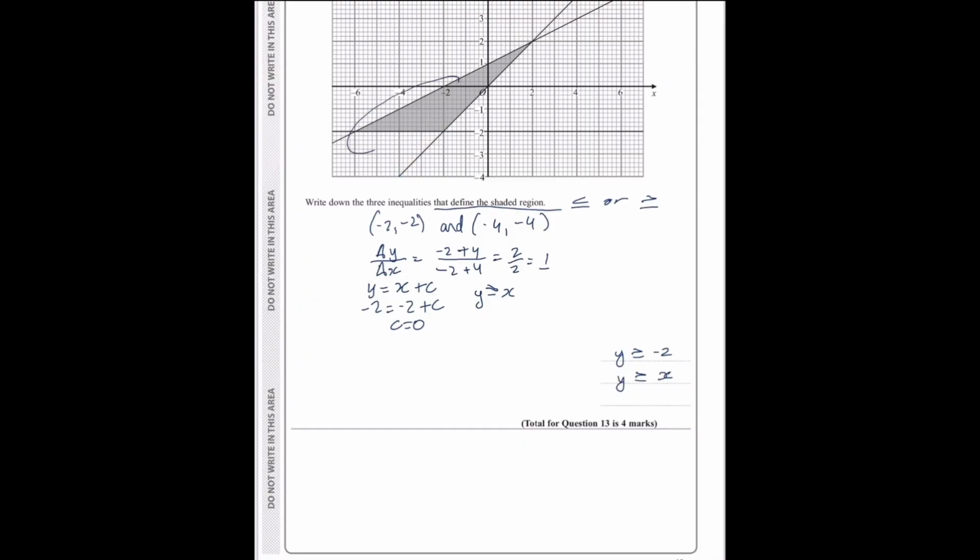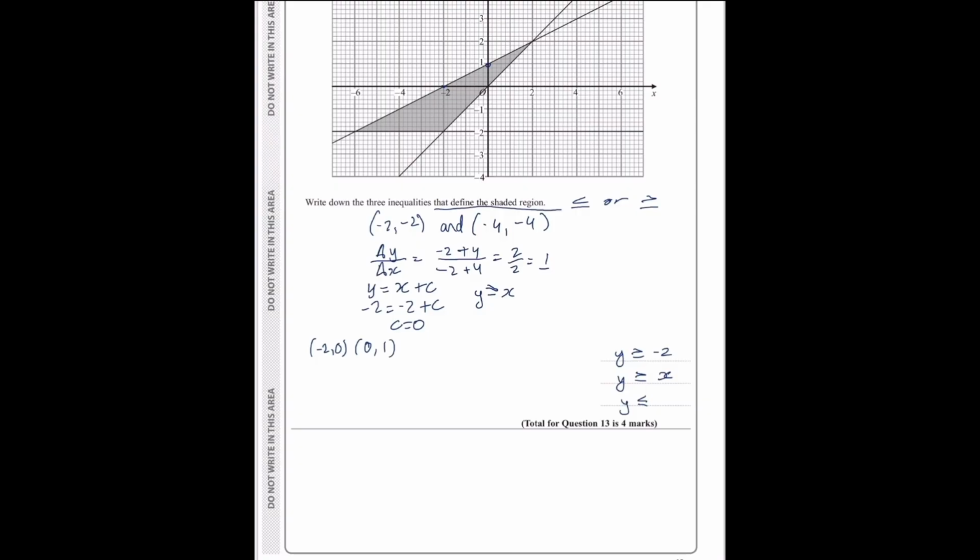Now on to our final line. This time the y values seem to be less than those on the line, so we can conclude that it must be y is less than or equal to, and now we need to work out the equation of the line. Again, taking 2 different points on the line, we'll work out the gradient and then the y-intercept. So the easiest points I found to work with are -2, 0, and also 0, 1.